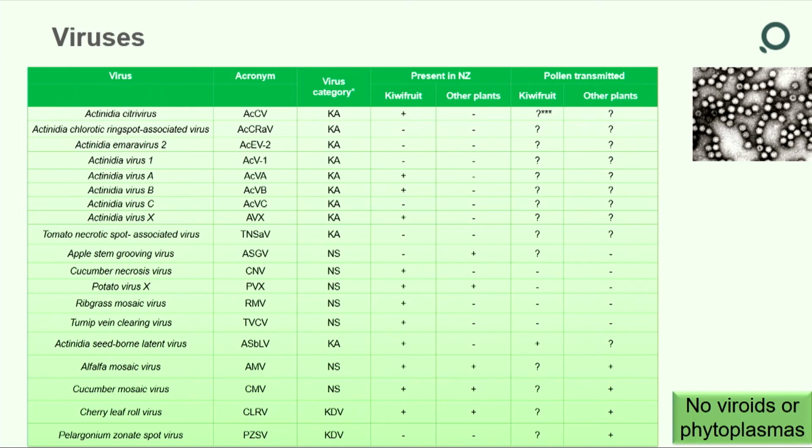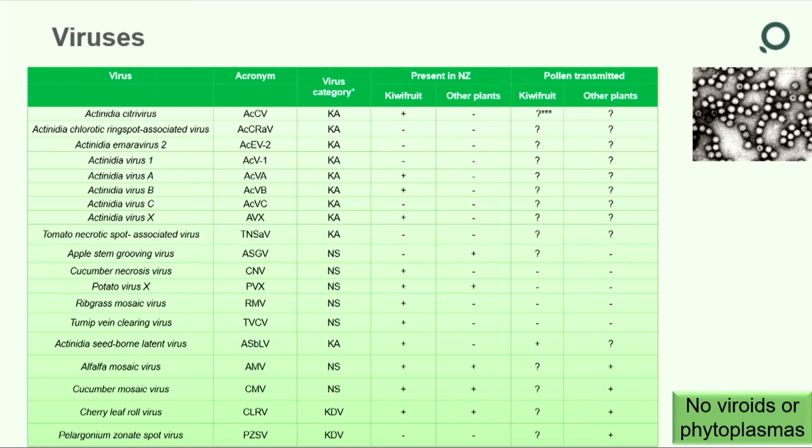And of those 19 viruses, Arnaud Blouin, who works for Plant and Food Research, categorised them into 3 categories. So KA means kiwifruit associated, so they're only found on kiwifruit. NS means non-specific, so those viruses are found on other plants as well. And then the most worrying, which is the KDV, is the kiwifruit disease-inducing viruses. And infection by those viruses will deform fruit.